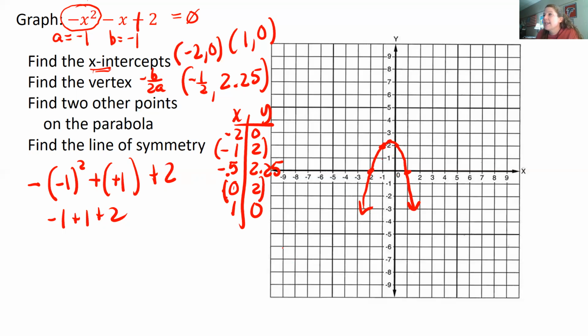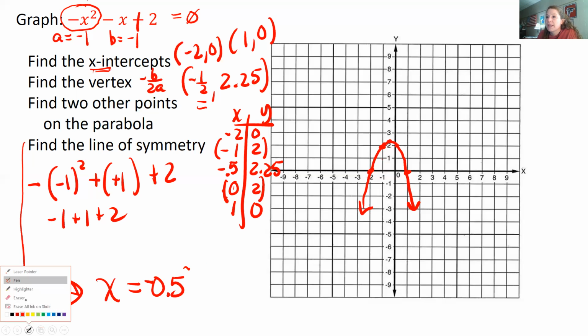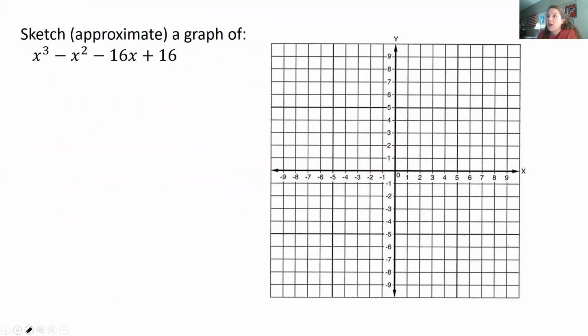All right, and then our line of symmetry is going to be x equals the x value of our parabola, which is -0.5, or we could say x equals -1/2. It doesn't matter. So there we go. I didn't mean to get a decimal, but it all works out the same anyway.